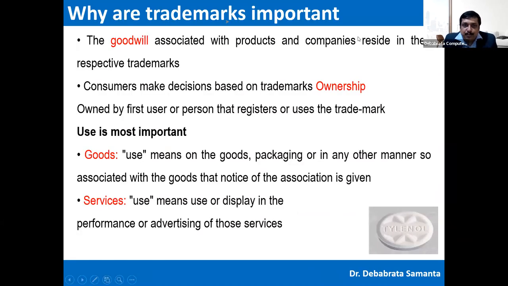Why is trademark important nowadays? The goodwill associated with the products. Sometimes if your product is very good, companies rise in their respective profitable areas, so there should be a proper trademark. A trademark is also essential to reflect the quality of the product your company provides. Sometimes ownership is also a difficulty in getting a trademark.